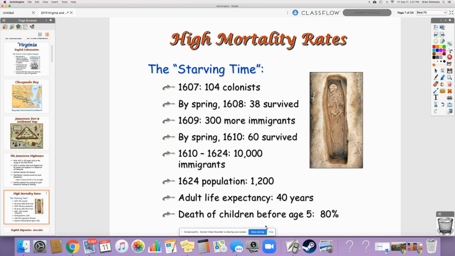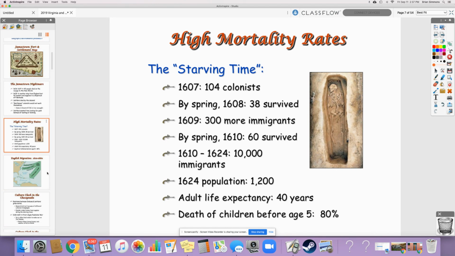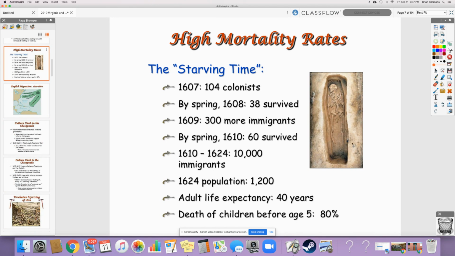You can see specifically from these numbers, between 1607 and by the time we get to 1624, you have over a 90% death rate happening in the area. And children who managed to live beyond the age of 5 only made up 20% of all children born in this time period. Because of this death rate, it's sometimes called the starving time. And there's even evidence that they practiced cannibalism because of the lack of food.